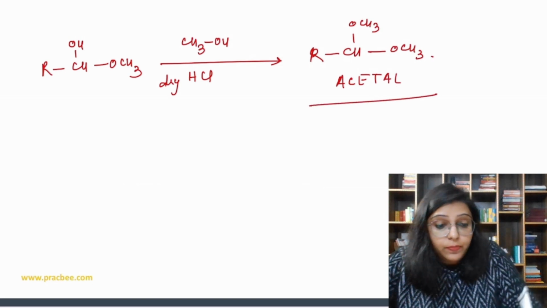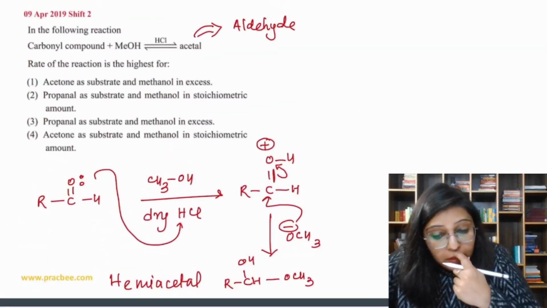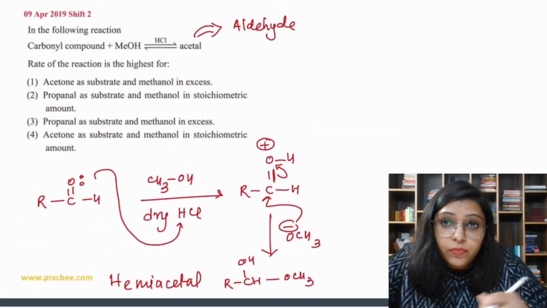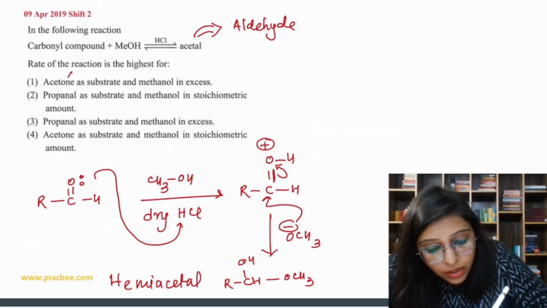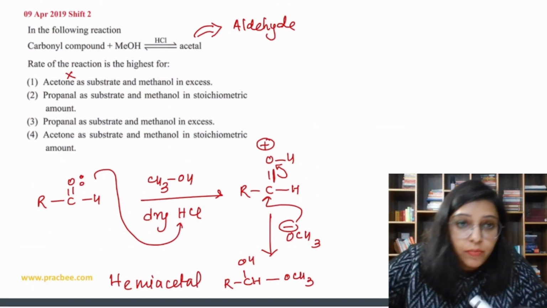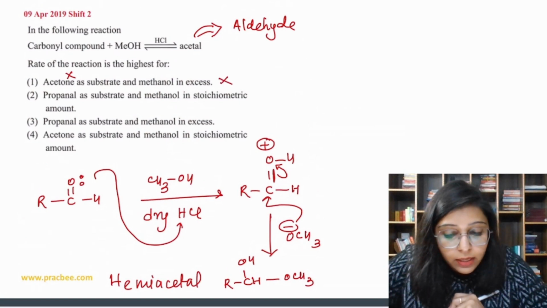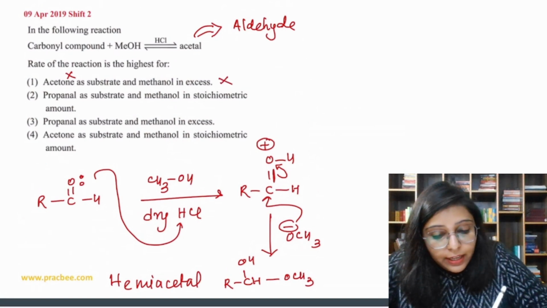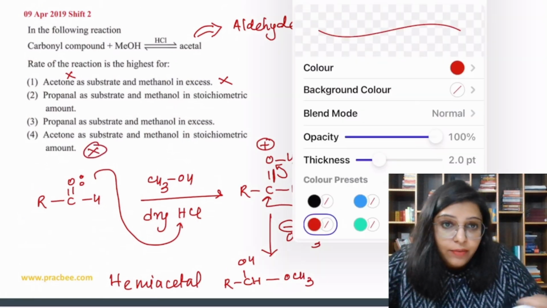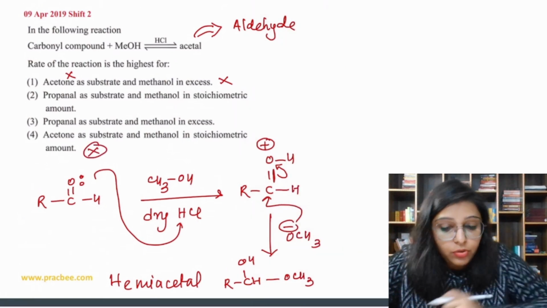The question is: the rate of the reaction is highest when acetone is the substrate and methanol is in excess. We cannot have acetone, because an acetal is formed from an aldehyde. So this option is incorrect. The fourth option is incorrect, right? Now we have to check option number 2 and option number 3.